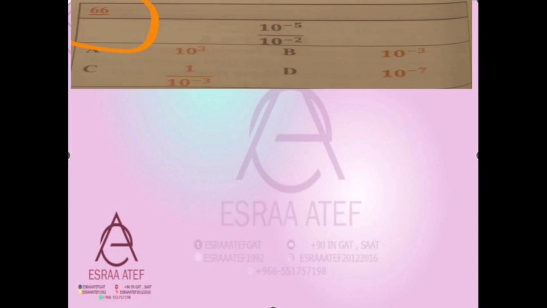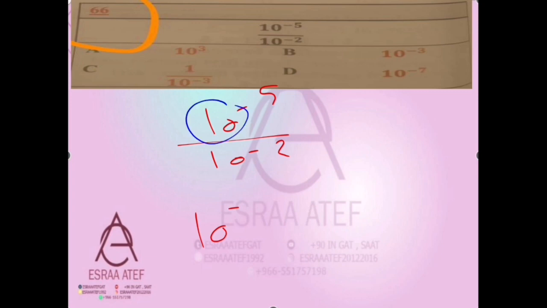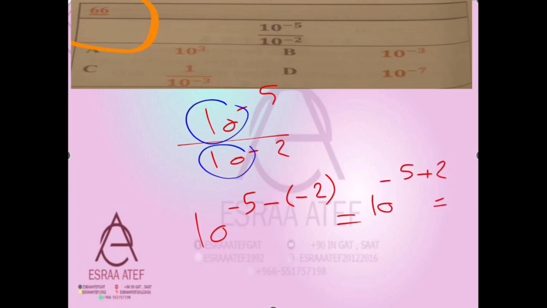Next one here, it's near to it. Same idea, fractions over each other. 10 power negative 5 over 10 power negative 2. I will do the same: subtract the powers. Subtracting or adding the powers depends on whether it's division or multiplication. Here I have division, so I will subtract the powers, but I should have the same base. So it will be 10 power negative 5 minus negative 2, which means 10 power negative 5 plus 2, it will be 10 power negative 3. So the answer will be 10 power negative 3.